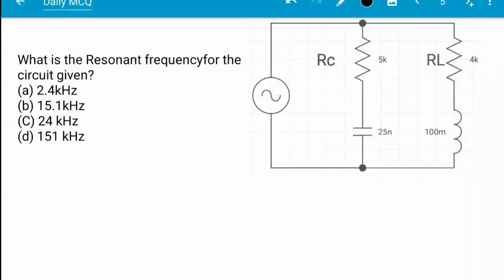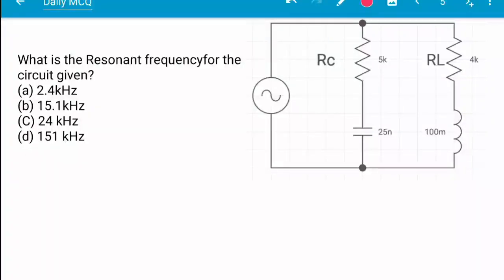Welcome to Question Bank. Today's question is, what is the resonant frequency of the circuit given? Here this one is the circuit and this is asking for the resonant frequency. This is a very easy question and we only have to remember the formula. What is the resonant frequency?